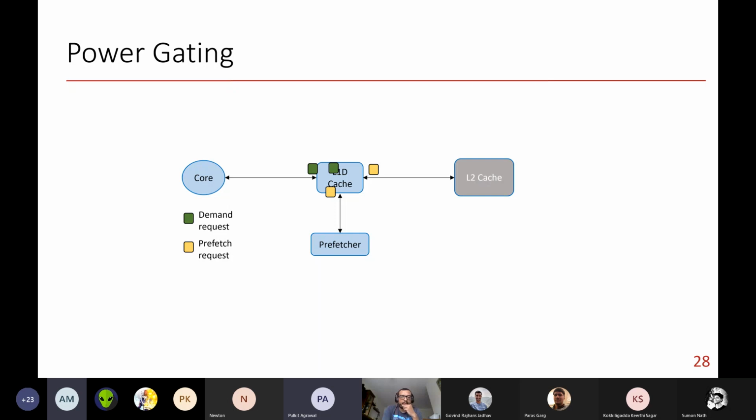Sir, can this power gating also apply at core level? Let's say a multi-core system is there. So this power gating is applied at all the levels, starting from your processor pipeline till your last level cache. The names may be different, but at a high level, power gating is implemented at all the levels of caches and microarchitecture.